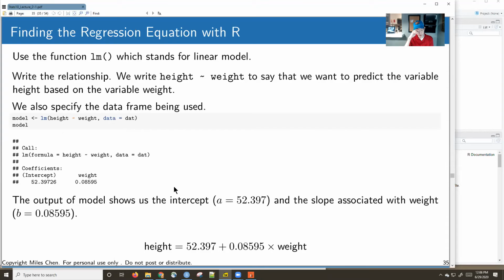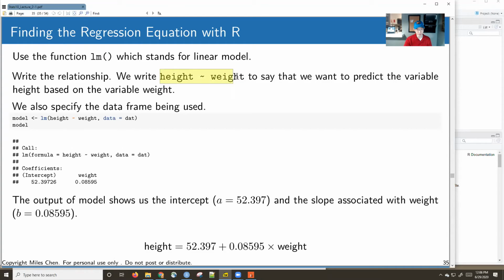Okay, and so to do it in R, we use this function LM. LM stands for linear model, and it's going to be used to create linear regression equations. And inside LM, you write the relationship, okay? And so here we write height tilde weight. And what this tells R is, we want to predict the variable height based on the variable weight, okay?